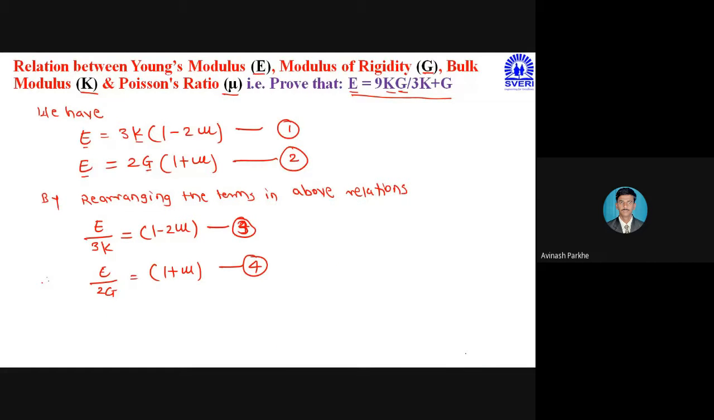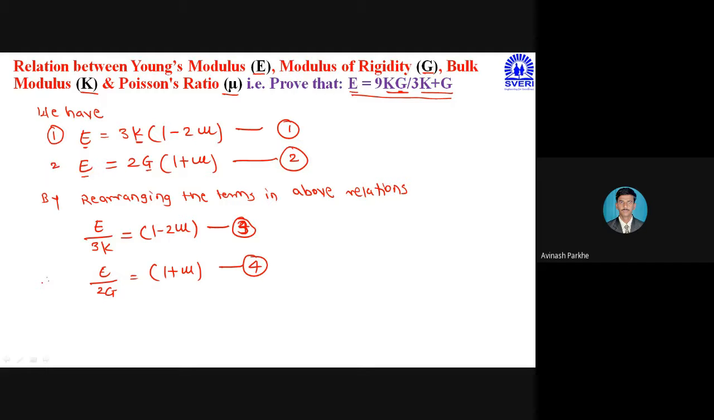So now we have to prove the relation between all the three elastic constants. What we have to prove: E is equal to 9kg divided by 3k plus g. For that purpose, we are using the previous two derivations. The first relation, relation number 1, is the relation between Young's modulus E and bulk modulus K. That is, E is equal to 3k in bracket 1 minus 2 mu. This derivation we have discussed in the last lecture.